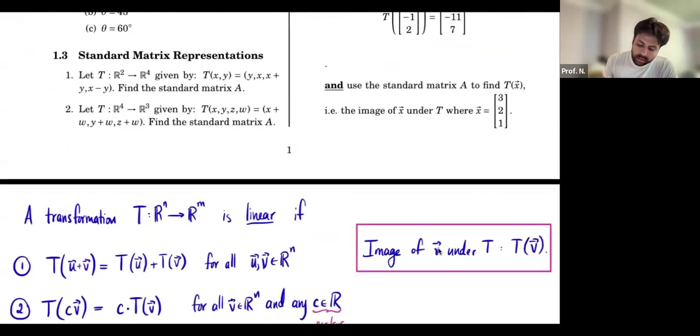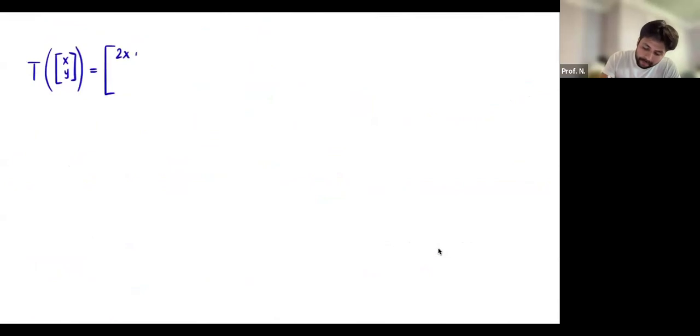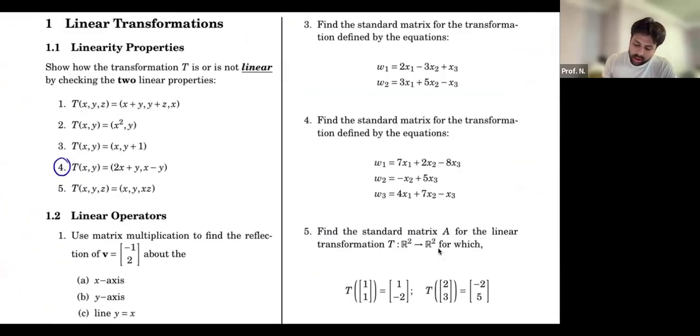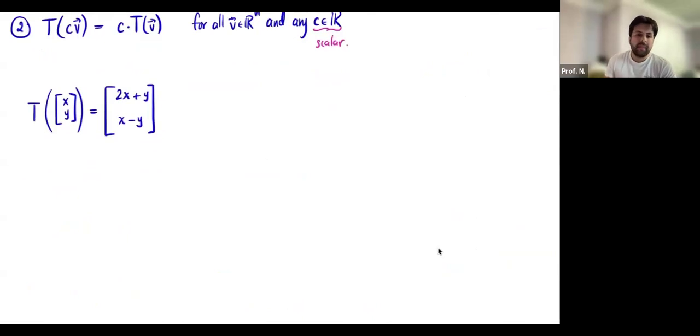2x plus y, and then x minus y. Okay, so I want to check for linearity.